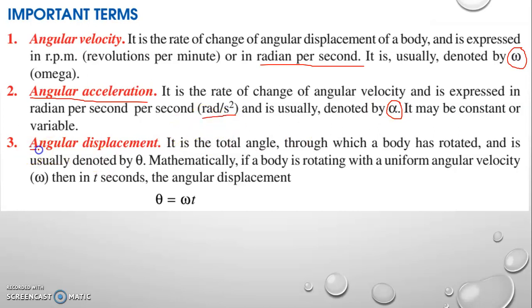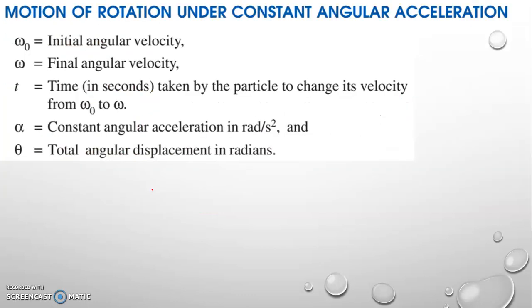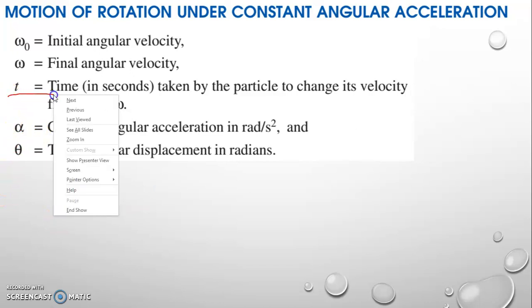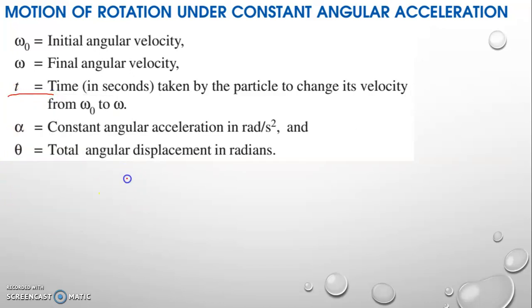The third term is the angular displacement. It is denoted by theta, which is similar to our s, distance covered or displacement in linear motion, which is given by velocity into time if it is having a uniform acceleration. Here omega naught is the initial velocity, omega is the final velocity, t is the time for movement, alpha is the acceleration, and theta is the displacement.